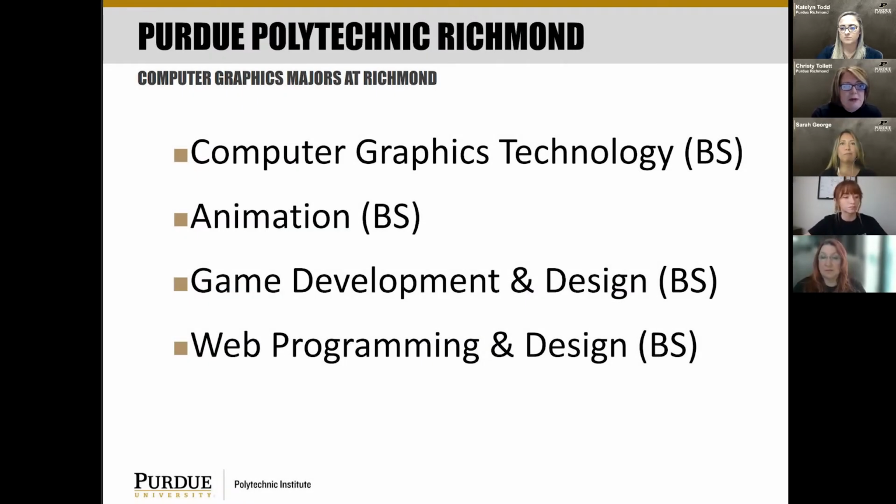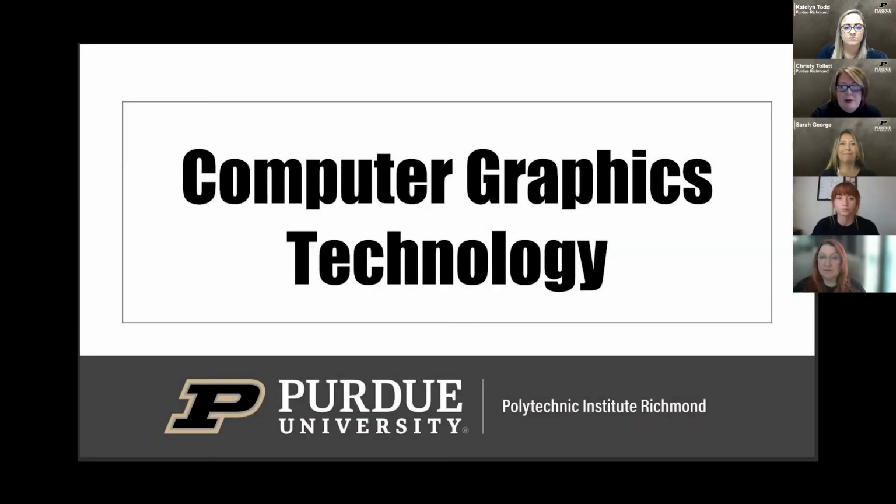Here in Richmond, the degree programs that we offer specifically in computer graphics technology include bachelor's degrees, which are 4-year degrees in computer graphics, animation, game development and design, and web programming and design. So at this point, Sarah is going to go in depth a little bit more specifically into those programs that I just mentioned.